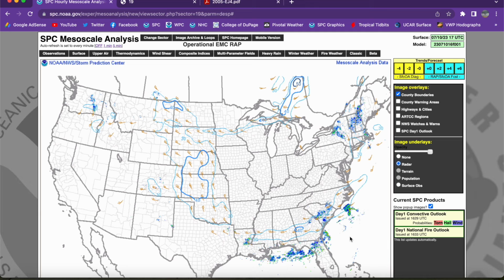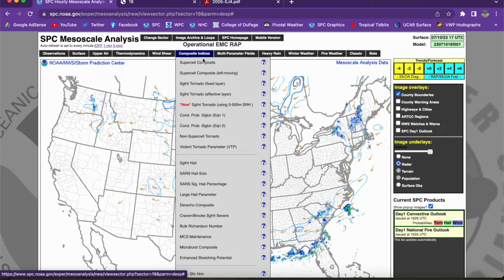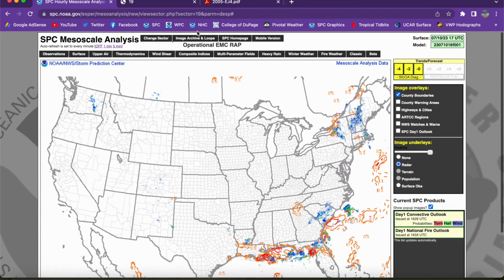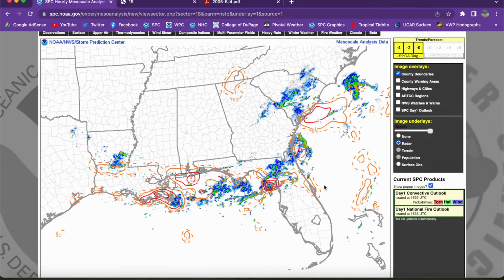Now, just like what we have for supercells and significant tornadoes, there are a couple of composite parameters that we can use to help identify areas of enhanced landspout tornado potential. And so if you go on the SPC Mesoanalysis page and scroll over to the Composite Indices tab, you go down to the non-supercell tornado parameter. And I'll zoom in here so you can see a little bit better what's going on right now. This is the current map as we're recording this. And the non-supercell tornado parameter was developed several years ago.